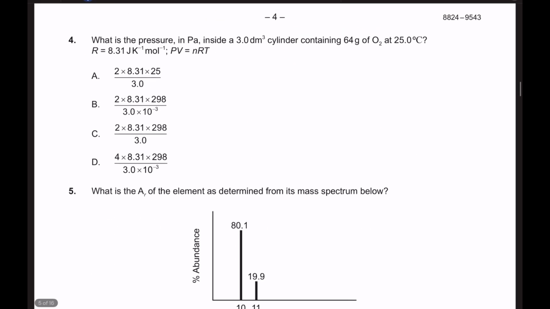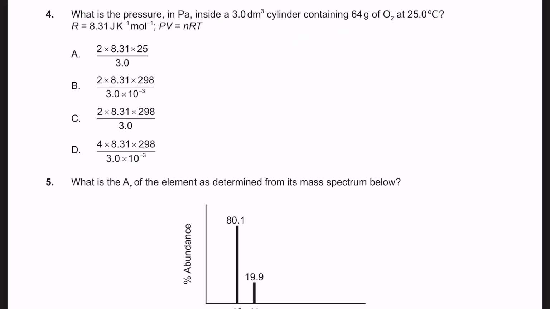Moving on to the next question. What's the pressure in pascals in a 3 dm³ cylinder containing 64 grams of O2 at 25 degrees Celsius? Now we can use this set of units: pressure in pascals, volume in meter cube, with temperature in Kelvin. Then we can use R as 8.314. So PV equals nRT, right? So pressure will be nRT by V.